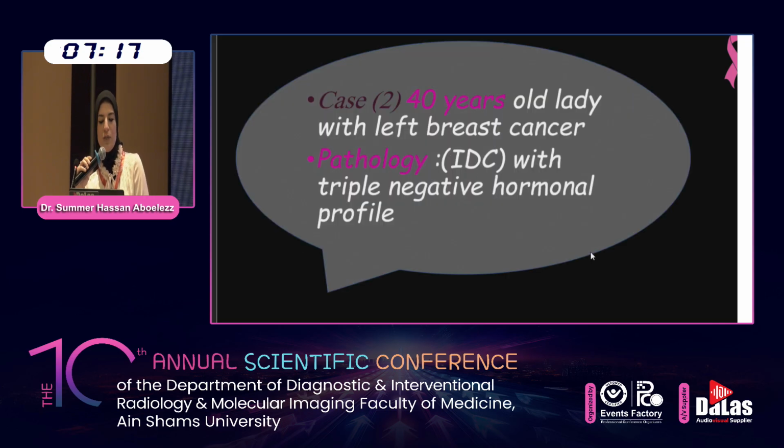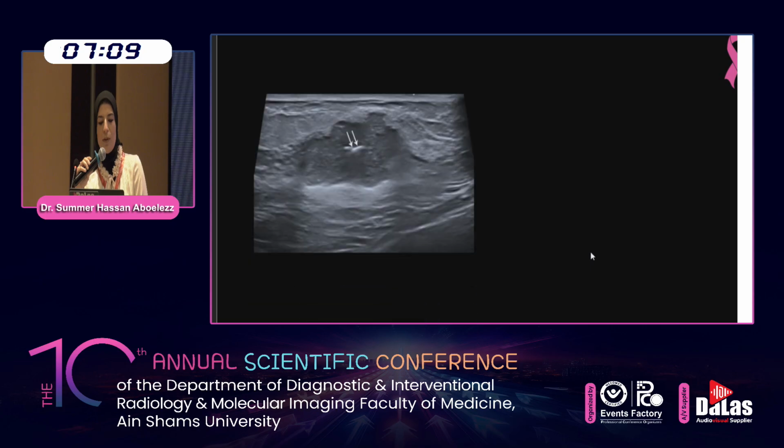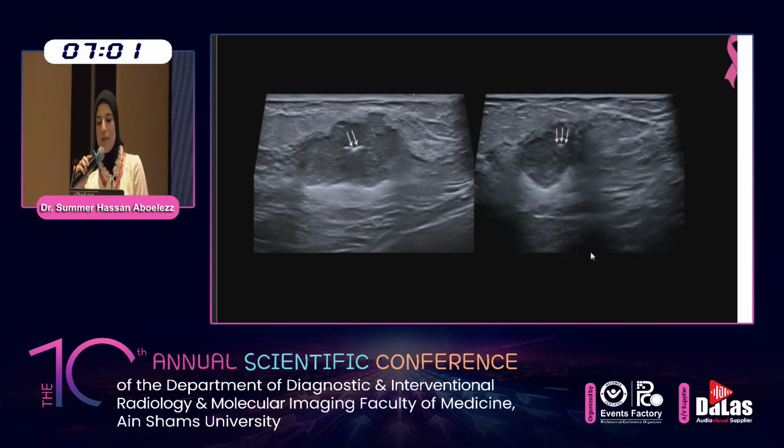Second case was a 40-year-old lady with left breast cancer. The pathology was infiltrating ductal carcinoma with triple negative hormonal profile. The first picture showed an ultrasound-guided tissue marker inserted in the center of the lesion. The second picture showed a regressive course of the lesion with intralesional migration of the clip to the periphery of the lesion.